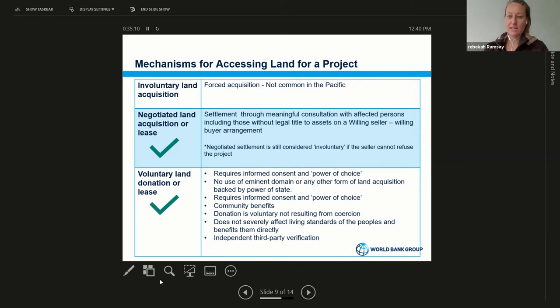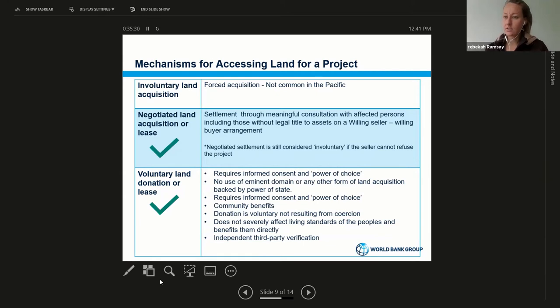So power of choice means that the donor has the right to decline with no adverse impacts at all. Informed consent means that the individual who is being asked to donate a piece of land is fully aware that they are entitled to compensation.